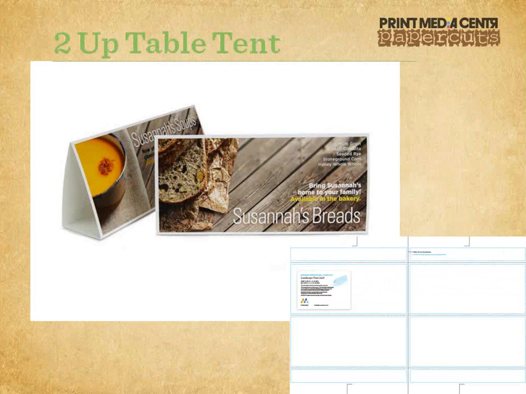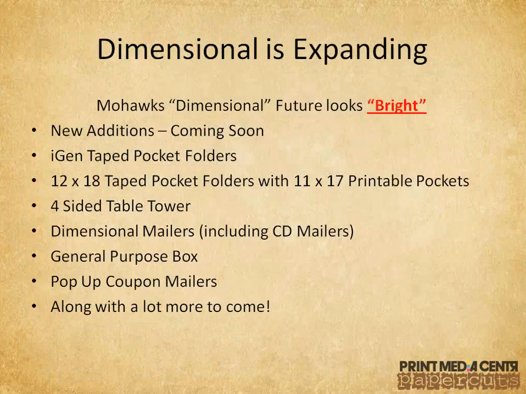Table tents, same thing applies. You just snap the sheet in half and off it goes. And when I say that, it's literally a bend forward and a bend backwards, and out it comes. And like I told you, it is expanding. There are lots and lots of products. There are 44 new products coming. Just a few of them are the general purpose box, table towers, CD mailers, and the list goes on and on and on.